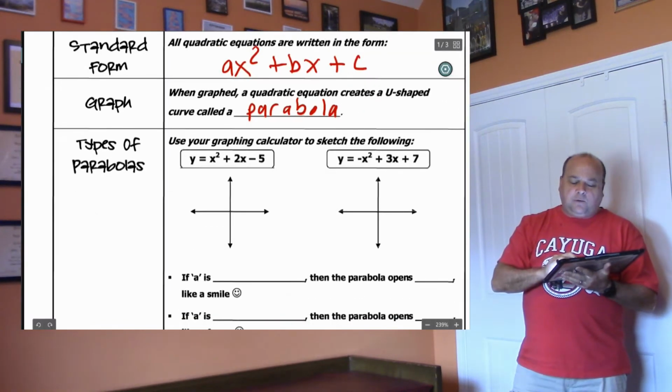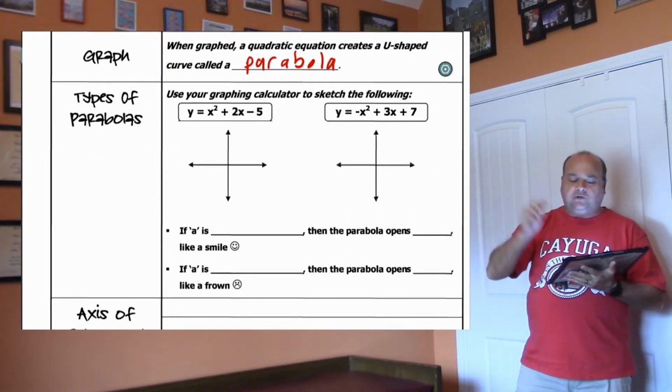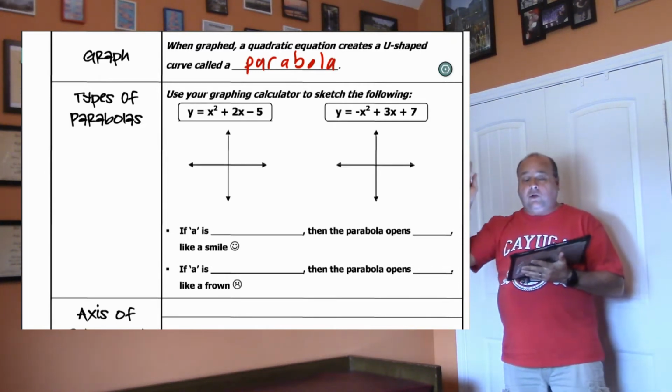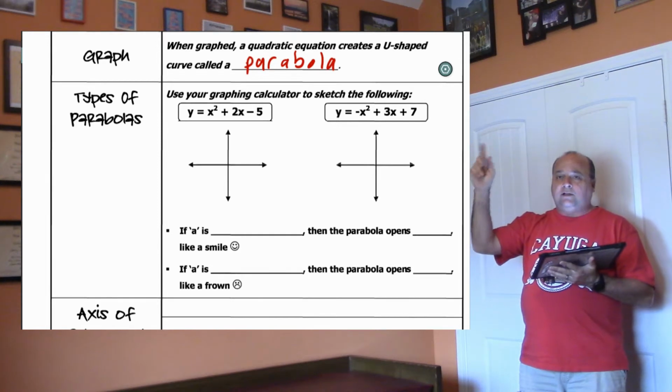Now then, the types of parabolas. There's two major types, okay? Now then, we're going to graph of these and figure out what the difference is. So let's graph x squared plus 2x minus 5.